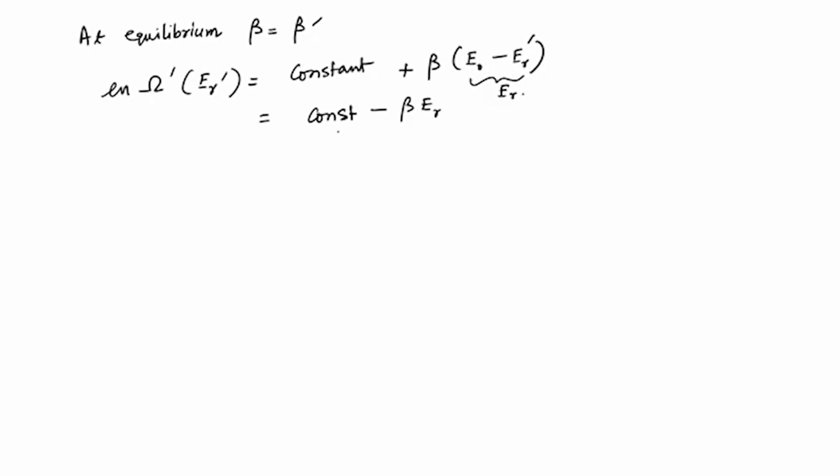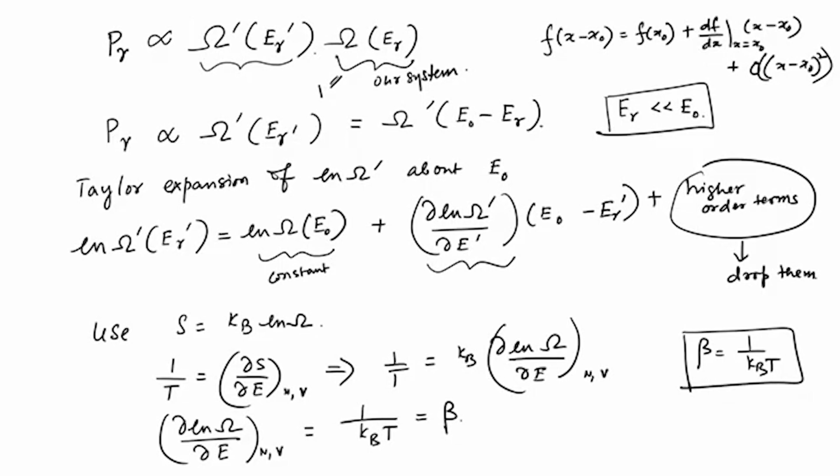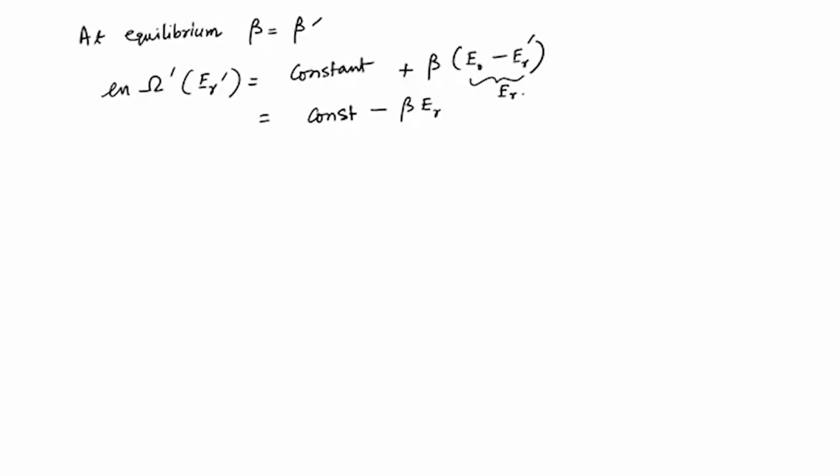I am so sorry, this was correct, just a little going back and forth. This is really beta times E r prime minus E 0. So, this is really E r prime minus E 0, and this is nothing but minus E r, and that is how this becomes log of omega prime E r prime equal to constant minus beta E r.